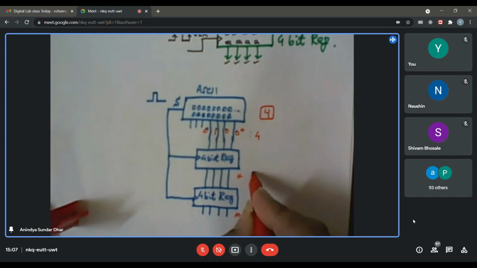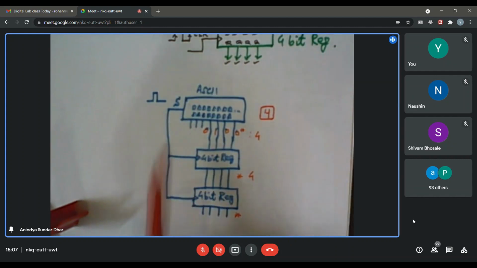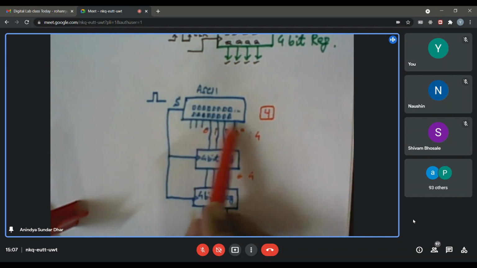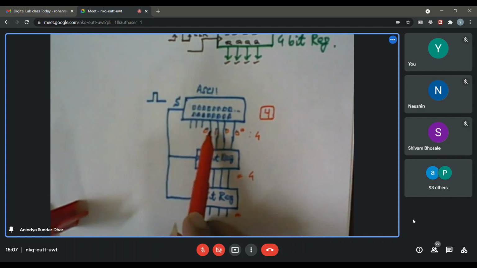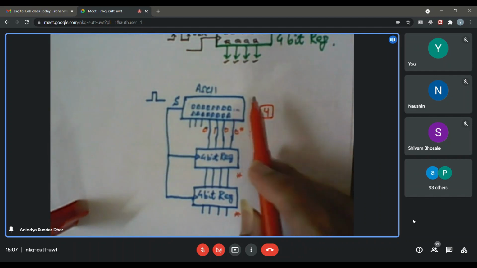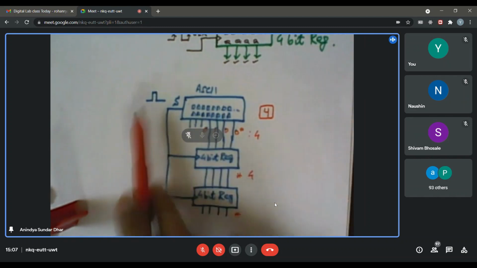But why will it be like this? Because I have got a strobe signal and I assume that the output of the ASCII keypad is settled before the generation of the strobe signal. That is why in most keyboards you will find that the strobe is not generated at the time when you press the key.